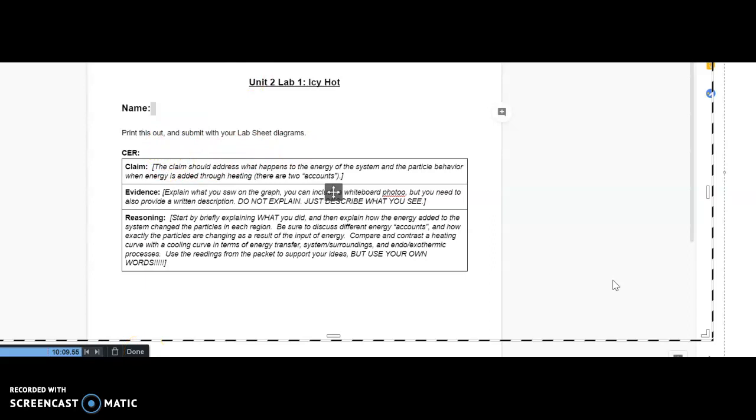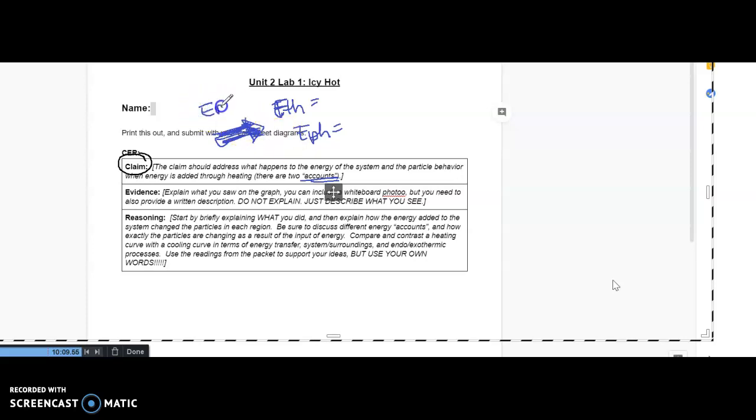For your claim, this is where I want you to talk about what happens to the energy of the system and the particle behavior when energy is added through heating. There are two accounts, all right? The two accounts I'm talking about are the thermal energy account and the phase energy account. So when I put energy in, you can just talk about it in the claim if you want, and then talk about it more in the reasoning, that's fine, okay?